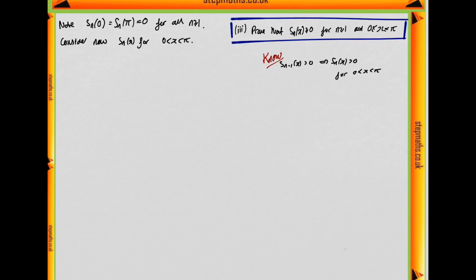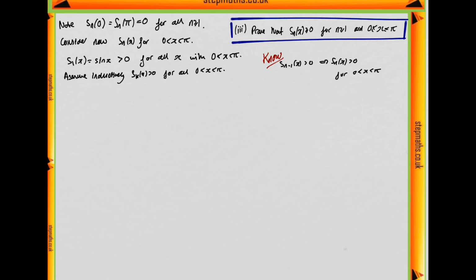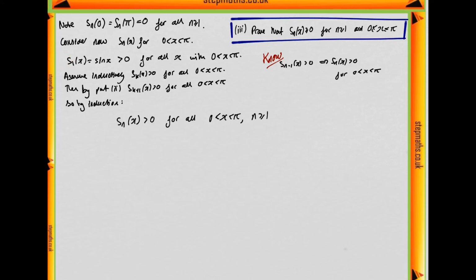So we're going to consider Sn of x for 0 less than x less than pi, and we know that S1 of x is sine of x, and that's bigger than 0 for all x with 0 less than x less than pi. So if we assume inductively that Sk of x is greater than 0 for all x with 0 less than x less than pi, then by this fact here, which we derived in part 2, Sk plus 1 of x is also greater than 0 for all 0 less than x less than pi.